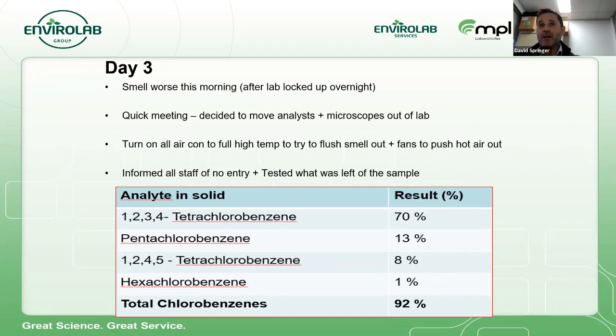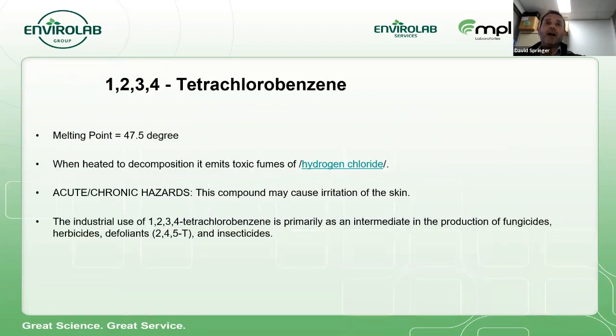But you'll see down there, we eventually did some testing on day 3 and worked out that it was mainly tetrachlorobenzene is what we volatilized a kilo of. And so tetrachlorobenzene is basically used in the production of fungicides and Agent Orange and all those other good things. So that was now in our lab.